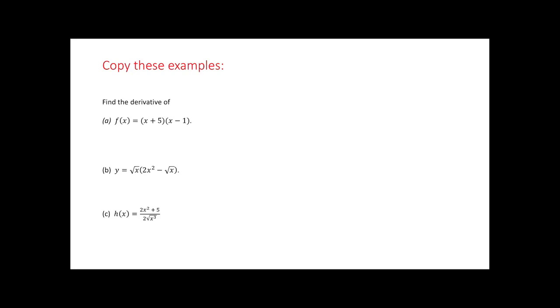You also have to get rid of your surds as well. So you have to know your rules from National 5 indices. So I'm going to start off by looking at example A.